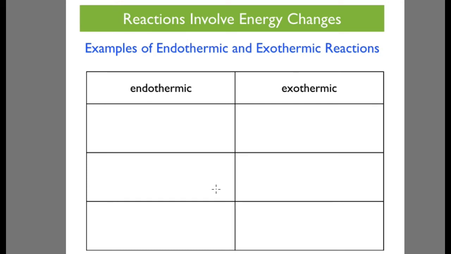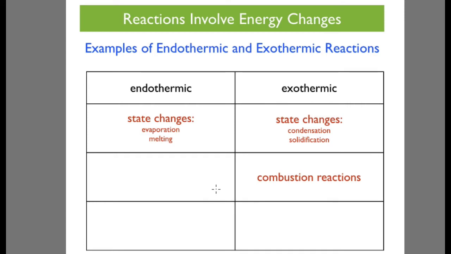Examples of endothermic and exothermic reactions. State changes: evaporation and melting are endothermic. Condensation and solidification are exothermic. Also exothermic, we have combustion reactions. This is quite an easy one because obviously things are heating up when something is being combusted. A lot of heat's given off.